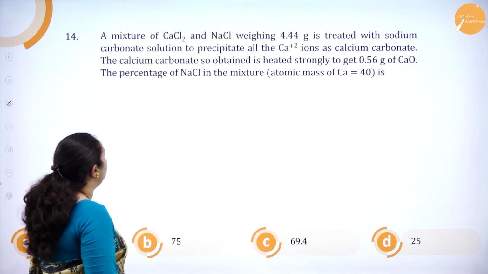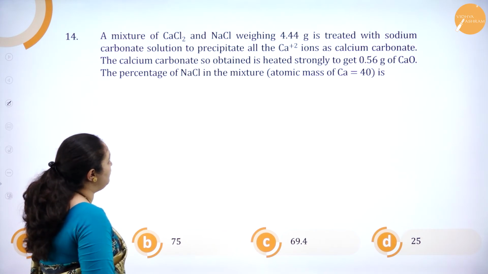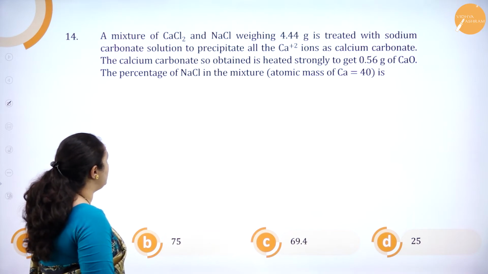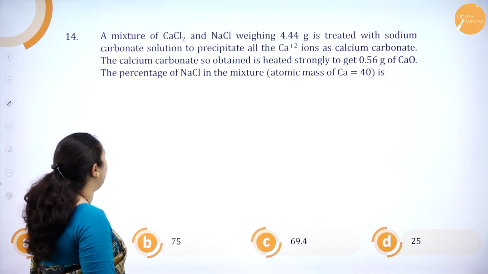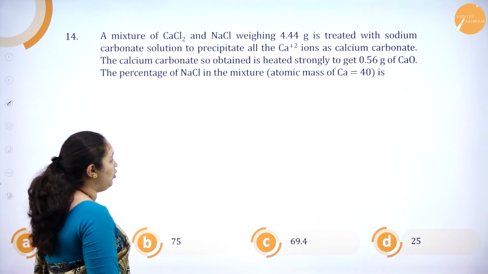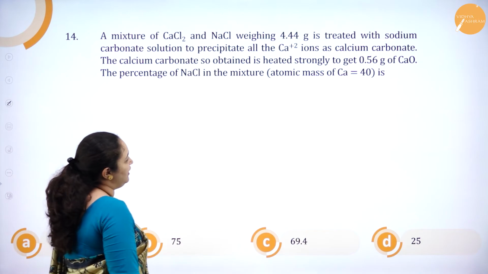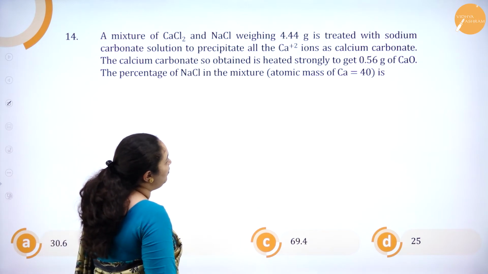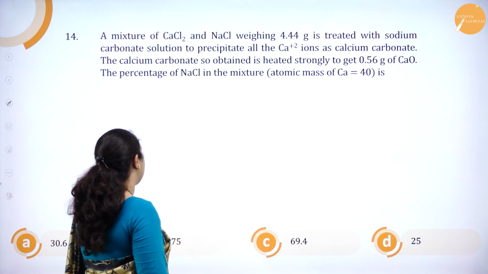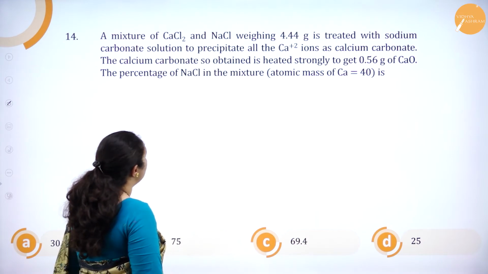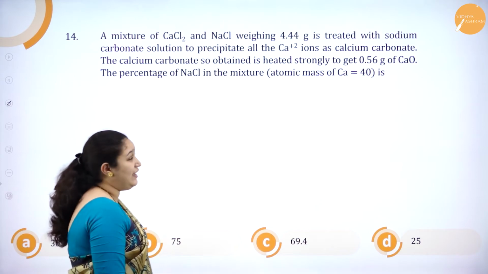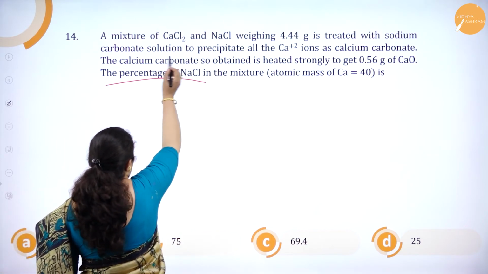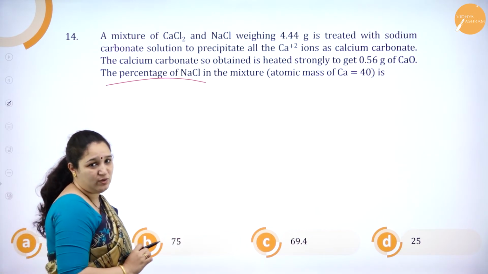The mixture of calcium chloride and sodium chloride weighs 4.44 grams and is treated with sodium carbonate solution to precipitate all the calcium chloride as calcium carbonate. The calcium carbonate so obtained is heated strongly to get 0.56 grams of calcium oxide. The percentage of sodium chloride in the mixture is what? So we have to find out the percentage of sodium chloride in the mixture of calcium chloride with sodium chloride.